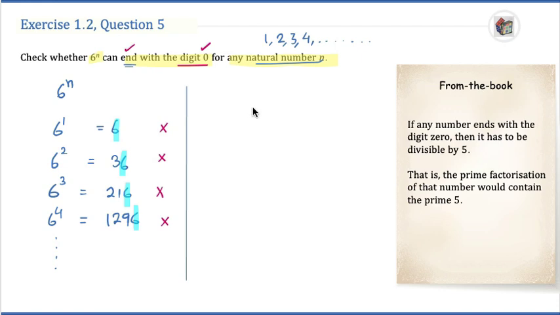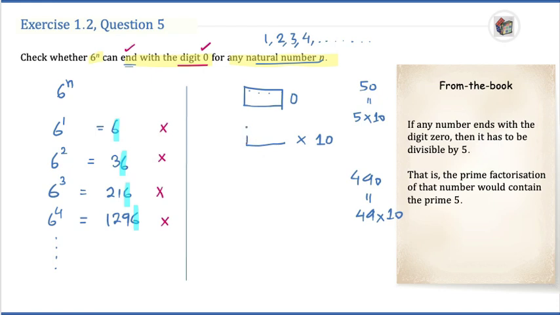Okay, now if any number in the world ends with a 0, then there could be any number of digits here, and the digits could be anything. The last digit is 0 means I can express it as whatever the rest of the number is multiplied by 10. Just think about it. If I have the number 50, I can write that as 5 times 10. If I have the number 490, I can write it as 49 times 10. So whatever is before the 0, you're really just multiplying that part with 10.